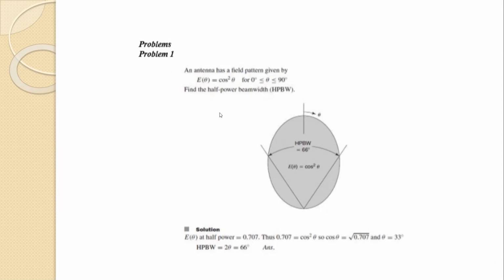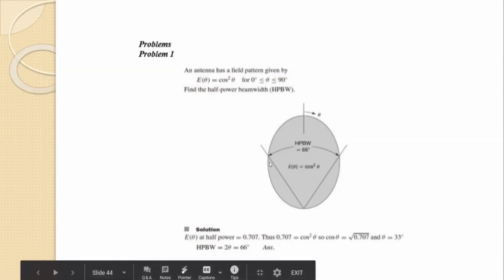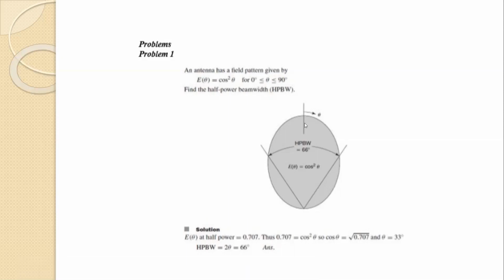So theta is varied from 0 degree to 90 degree. For that problem, calculate the half power beam width. Generally, you are familiar with this half power beam width, the angular measurement taken between half power points in the particular main beam. So this is the main beam.